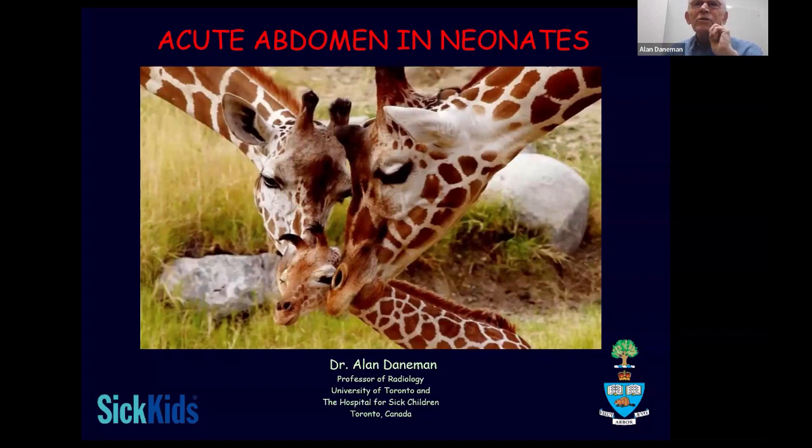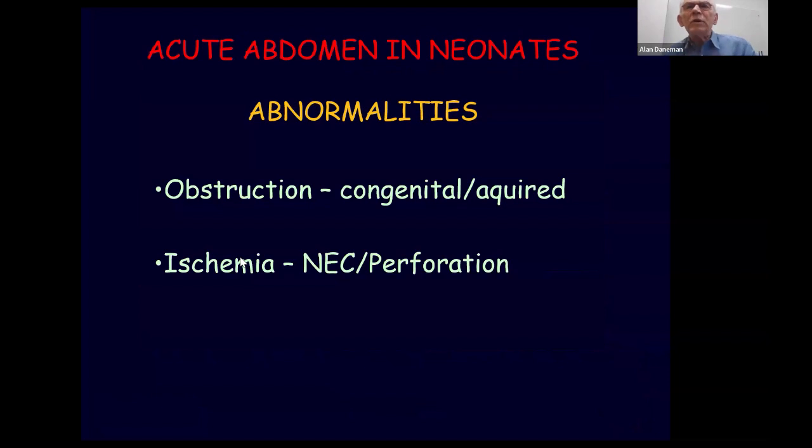But what we're going to talk about on the neonates is, first of all, there are 2 basic abnormalities we think about in neonatal acute abdomen. One is obstruction, which can be congenital or acquired, mostly congenital. And the second one is ischemia, which is necrotizing enterocolitis, or NEC, or so-called idiopathic perforations.